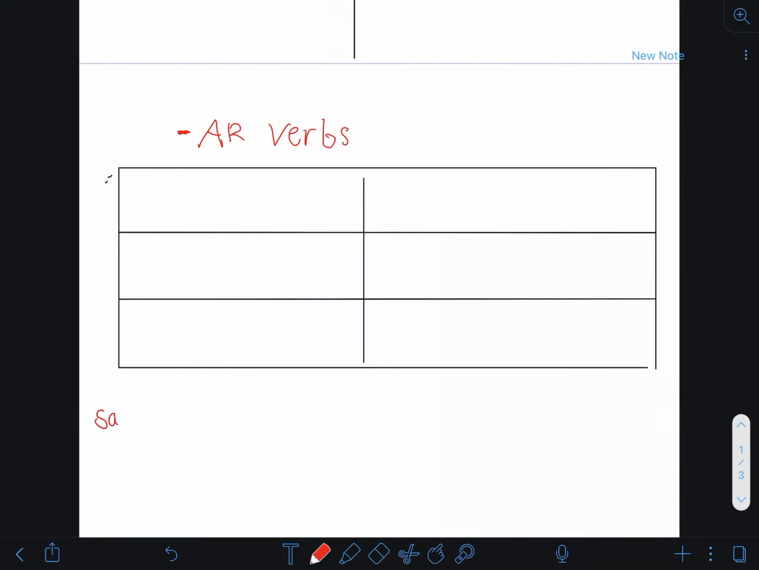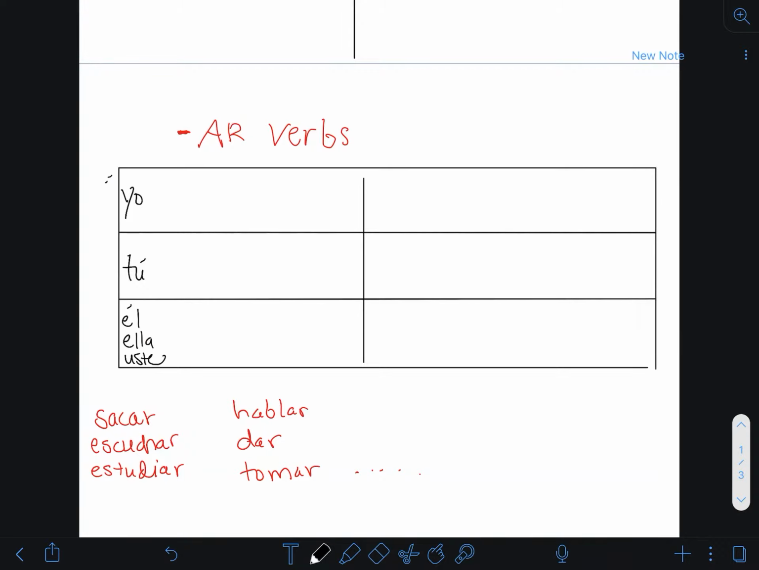AR verbs are the verbs that end in AR. We have sacar, escuchar, estudiar, hablar. These are all words that are in your chapter 3 notes. Dar, tomar. So AR verbs, verbs that end in AR.